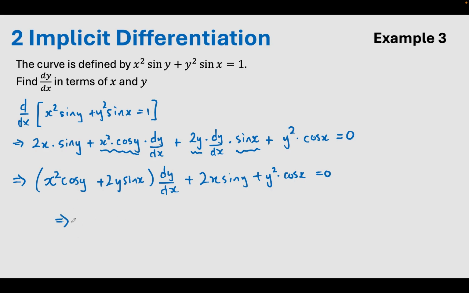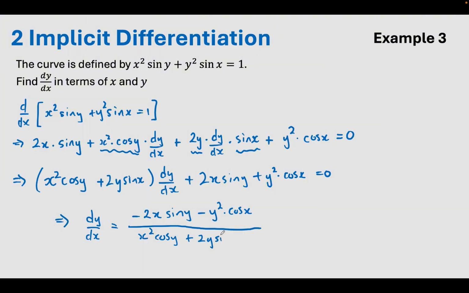So I can rearrange this in one step if I'm careful. So I'll get dy/dx, I'll take this to the right hand side, so I'll get minus 2x sin y minus y squared cos x all over x squared cos y plus 2y sin x.